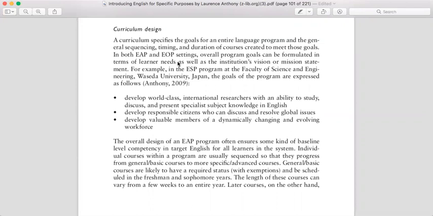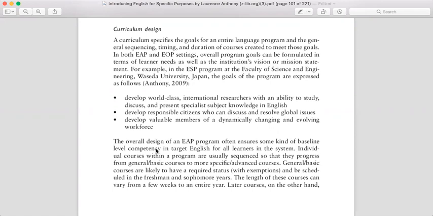A curriculum can have a number of syllabi, right? And I've already given you an example of the HEC curriculum for BS English, where it has a lot of syllabi or modules. Each module comes up with its own objective, but curriculum comes up with its goals, right?